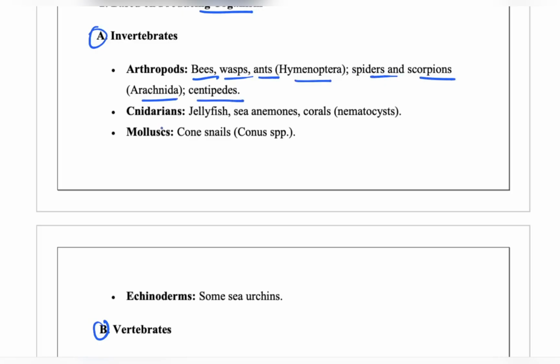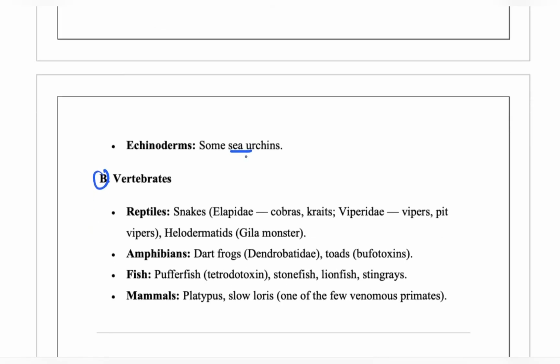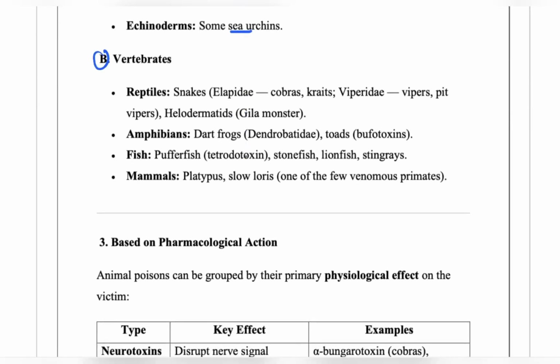Then there are cnidarians. In cnidarians we have jellyfish, very, very dangerous. If you have ever visited the seashore, you must be familiar with it. Being stung is very bad. Then there are sea anemones, corals. Corals have nematocysts, which we have thoroughly discussed in the classification. Then mollusks, some mollusks like the cone snail, Conus species, produce poison. Then echinoderms, some sea urchins do produce poison, right? The intensity of the poison, again, will vary.